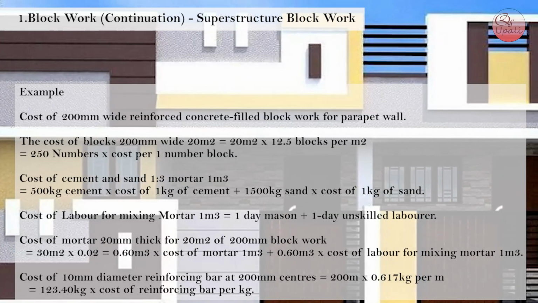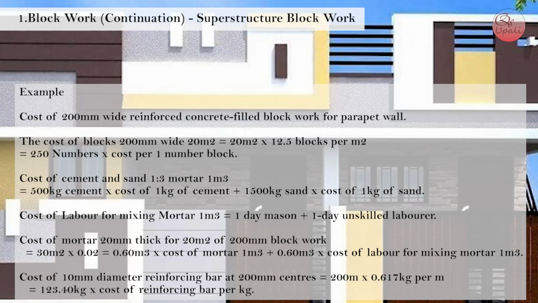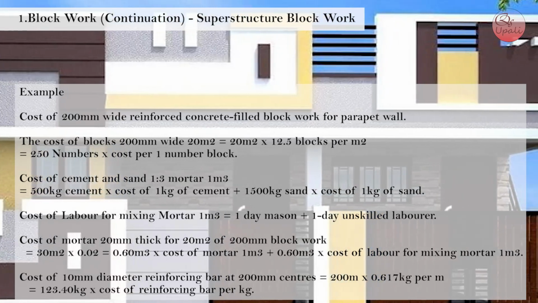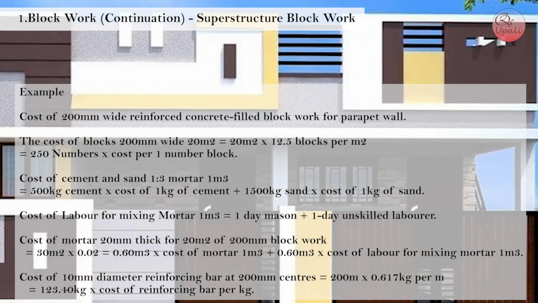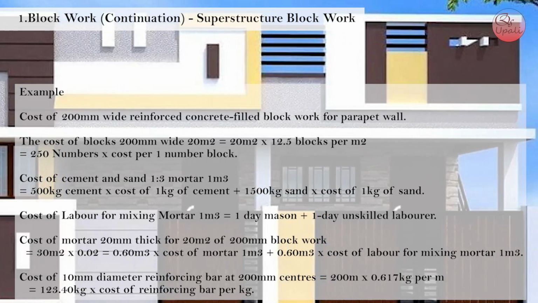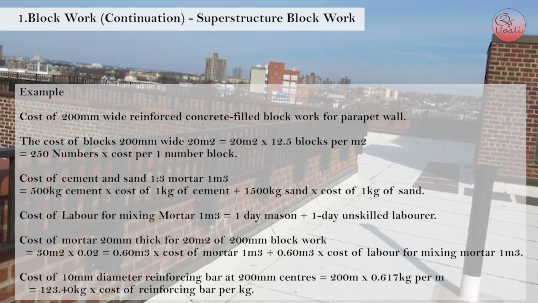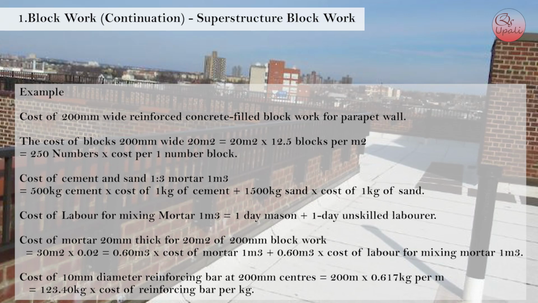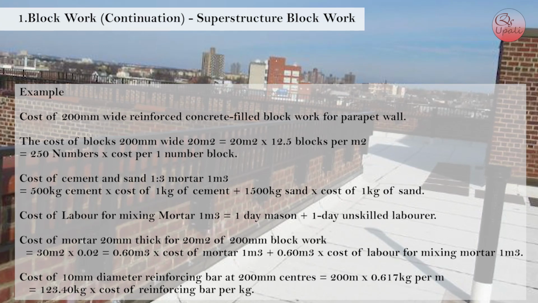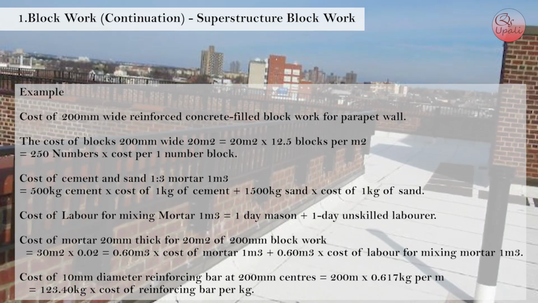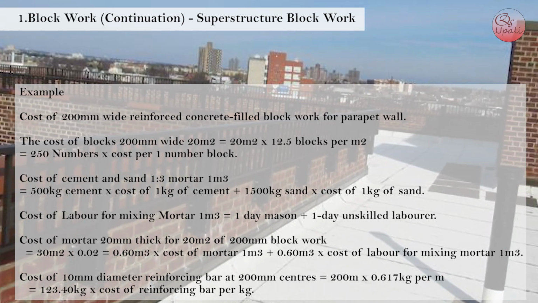Example, cost of 200 mm wide reinforced concrete filled block work for parapet wall. The cost of blocks 200 mm wide for 20 m² equals 20 m² times 12.5 blocks per m² equals 250 blocks times cost per 1 block. Cost of cement and sand 1:3 mortar, 1 cubic meter, equals 500 kg cement times cost of 1 kg of cement plus 1500 kg sand times cost of 1 kg sand. Cost of labor for mixing mortar, 1 cubic meter, equals 1 day mason plus 1 day unskilled laborer.